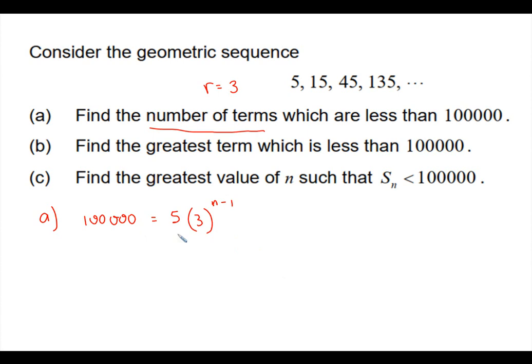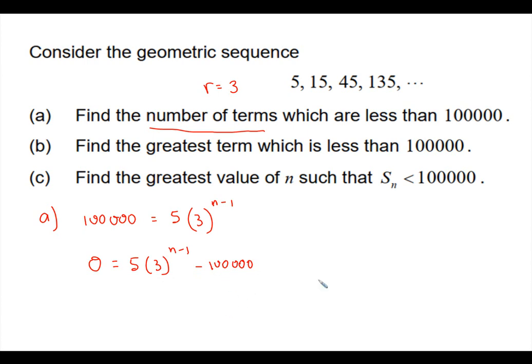What you can do is, I recommend making the problem equal 0 first and then graphing it. So I would have 5 times 3 to the n minus 1 power minus 100,000. I think it's easier to find the solution this way because you just need to find the x-intercept after you graph it.